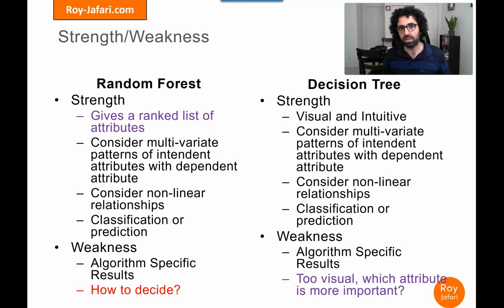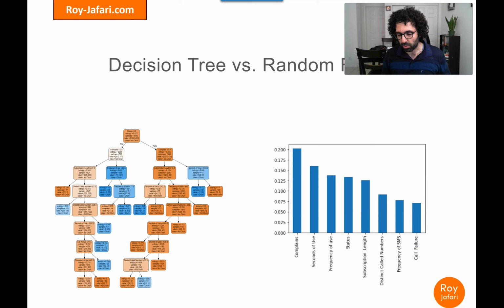But random forest still has a big problem. We do see this, we say, okay, complaints is 20% important, second use is 15% important. But how do we know what to keep or what to discard? Do we say, okay, let me discard these? Or do we say, let's keep everything? Or do we say, let's just keep the first 3 and discard the rest? We just don't know. I mean, these are just percentages that it's giving us.